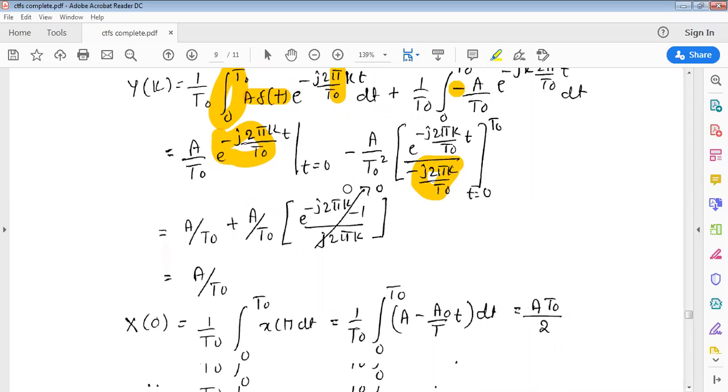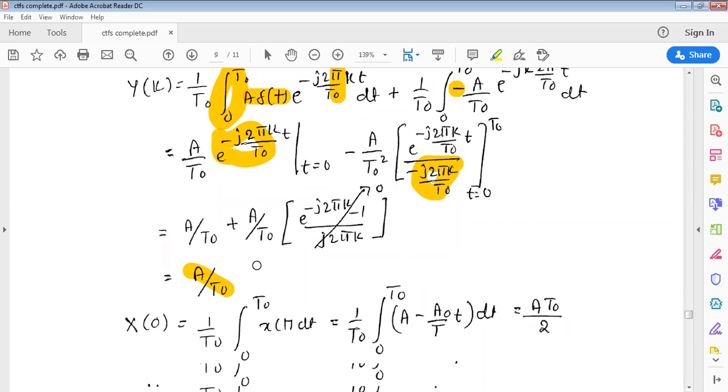So, what is the value of e power j 2 pi k? It is cos 2 pi k. Cos 2 pi k will always give you 1. 1 minus 1 will give you 0. And sin 2 pi k will always give you 0, because sin 2 pi, 4 pi, 6 pi, all of them are 0. So this function will give you 0. So the second function will become completely 0. I have only a by t naught.